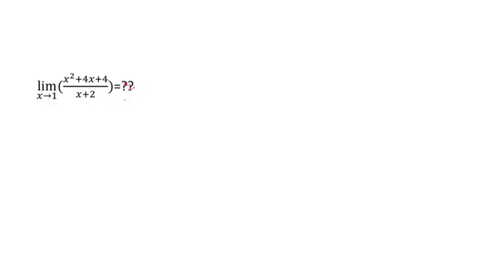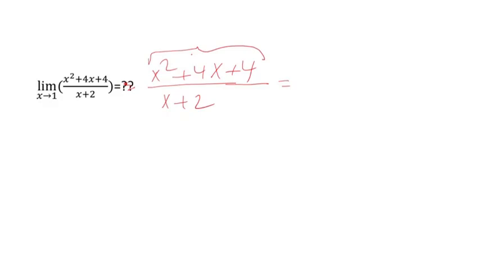So let's evaluate this limit here. Basically I'll just rewrite this quantity, x squared plus 4x plus 4, divided by x plus 2. Again, I notice this is an identity similar to a squared plus 2 times a times b plus b squared, which is equal to a plus b squared. So I would recommend watching the video on remarkable identities.